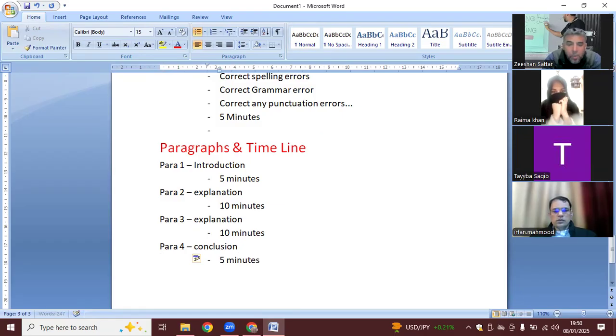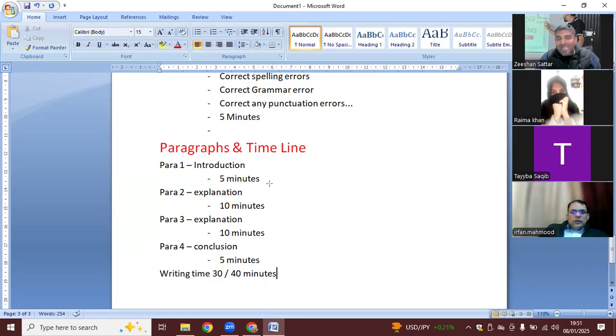In this way, the total writing time will be 30 out of the 40 allocated minutes for the essay. 5 minutes will be for initial brainstorming, and then 5 minutes will be for the review. This is the whole essay writing, paragraphing, and timeline. I'm very optimistic that the concept will be very clear.